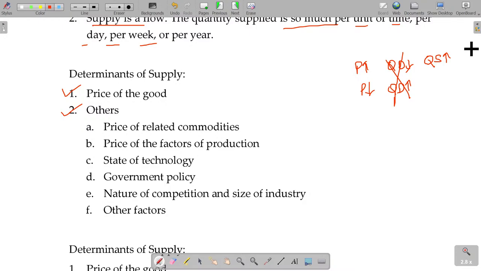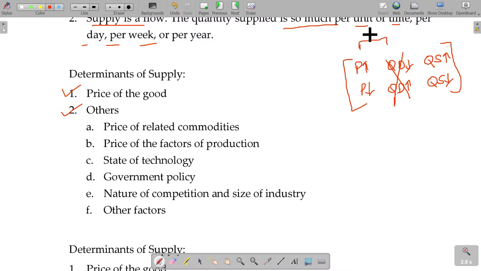Hope you could understand. And if the price decreases, then definitely the margin or the profit is lesser. So the suppliers are unhappy because the return is lesser, and the quantity supplied also reduces. This is called the law of supply, just the inverse of the law of demand.